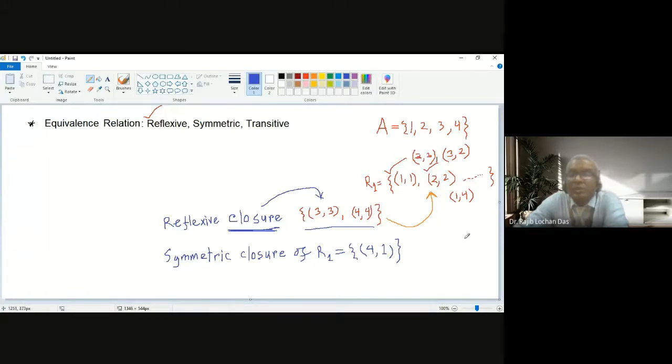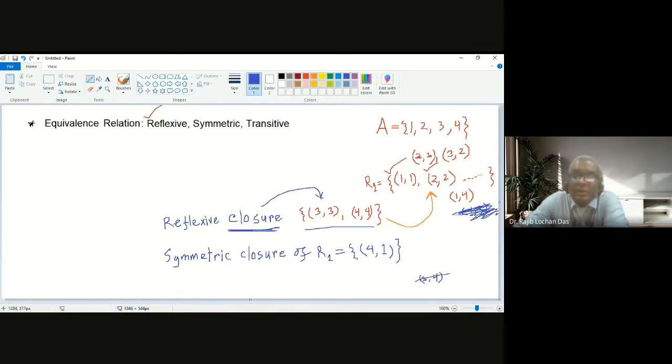Not really. Why not? Can you say 3, 4 is also necessary? Can you say like that? No. Why not? Because if 4, 3 is included already, then you need the opposite one. Otherwise, you do not need 3, 4. So 4, 3 is also not present. 3, 4 is not necessary.